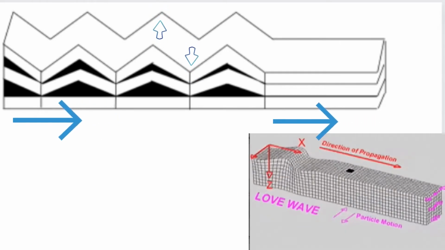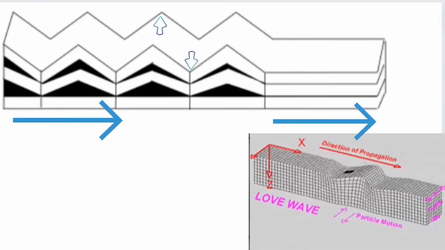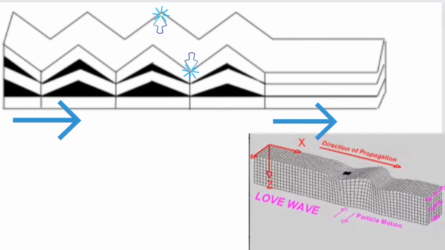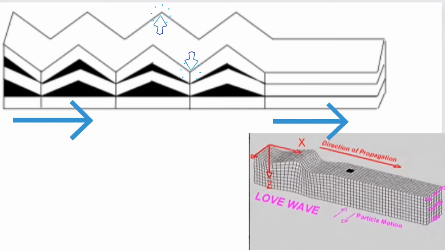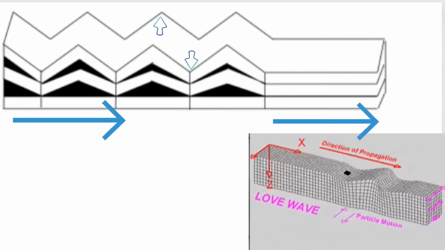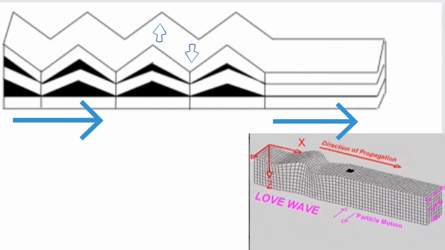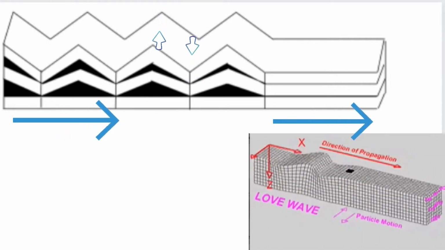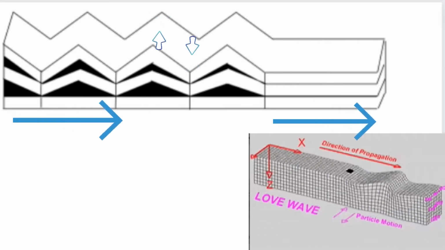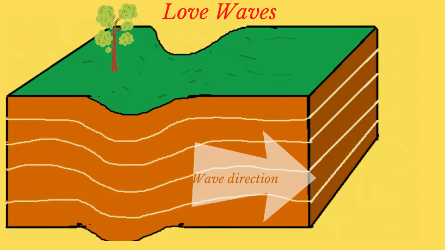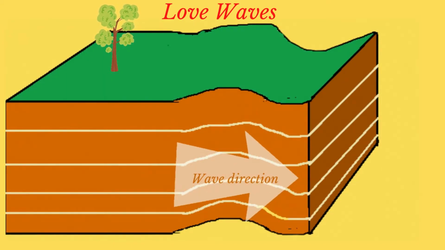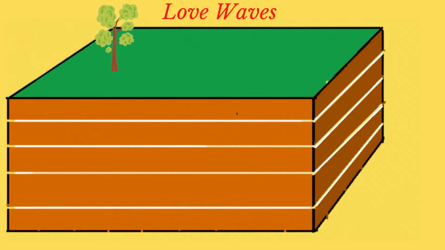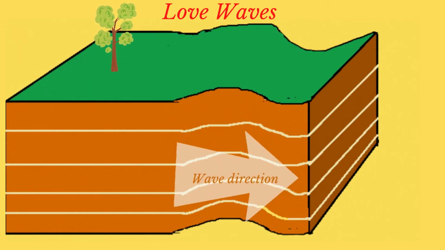Love waves have the same motion, therefore, as S waves, but without the vertical displacement. They move the ground from side to side in a horizontal plane, but at right angles to the direction of propagation of the wave. Love waves are very destructive and can be particularly damaging to structures due to the horizontal ground motion they generate.